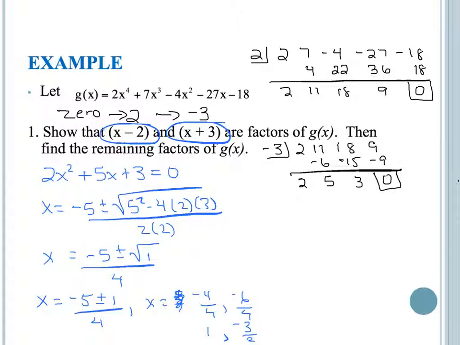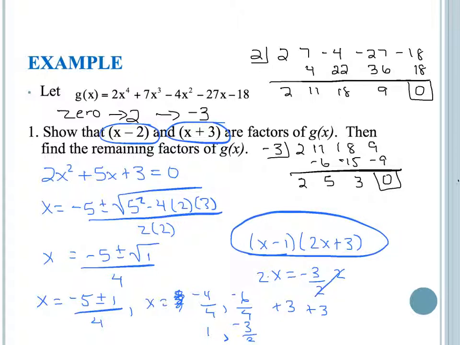So if I wanted to find all of my factors, with x equals 1, I would have a factor of x minus 1. And then with x equals negative 3 halves, I'm going to multiply by 2 on both sides. So now I have 2x equals negative 3. I'm going to add 3 to both sides. So I have 2x plus 3 as my other factors, and I now have 4 factors and a 4th degree polynomial, which seems pretty reasonable.